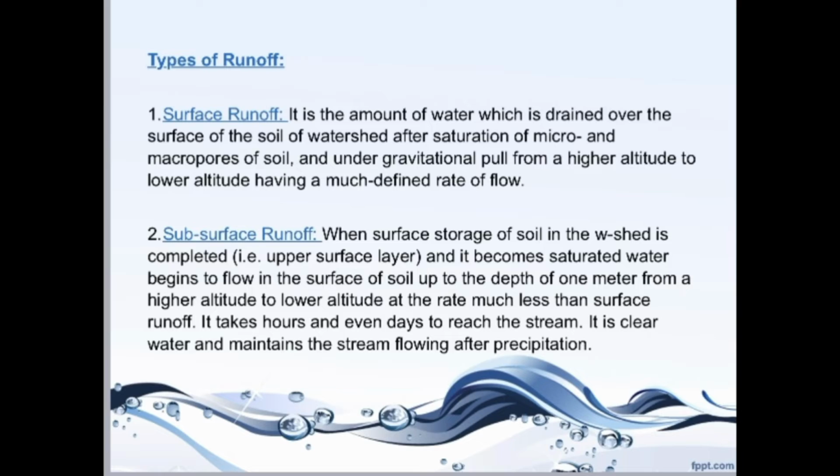When surface storage of soil in the watershed is completed and it becomes saturated, water begins to flow in the surface of soil up to the depth of 1 meter from a higher altitude to lower altitude at a rate much less than surface runoff. It takes hours and even days to reach the stream. It is clear water and maintains the stream flowing after precipitation.